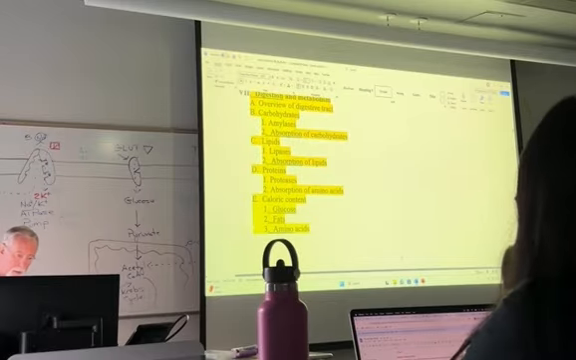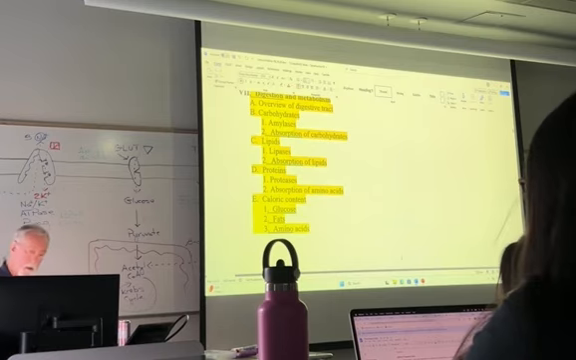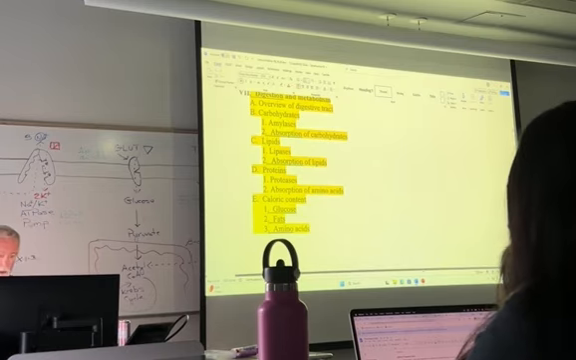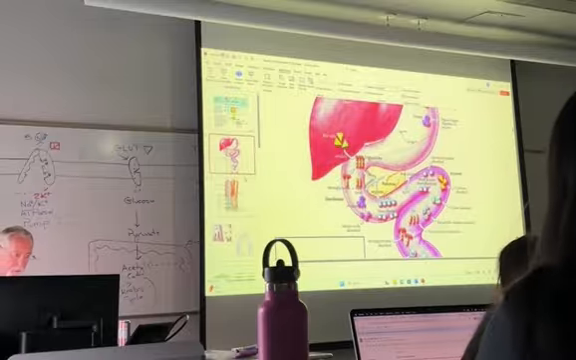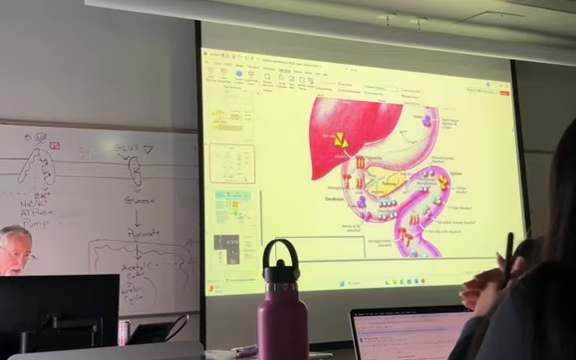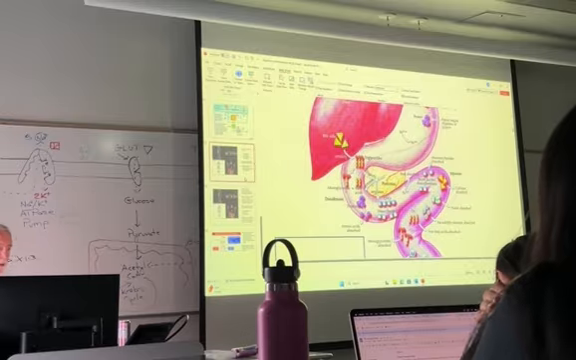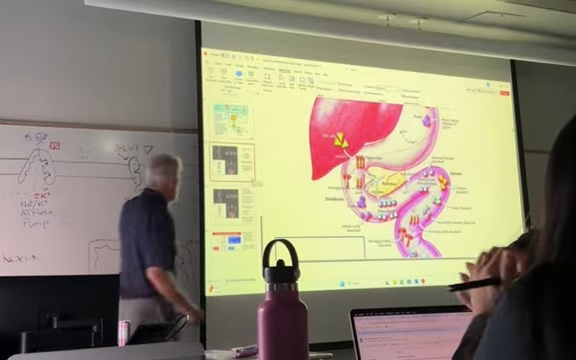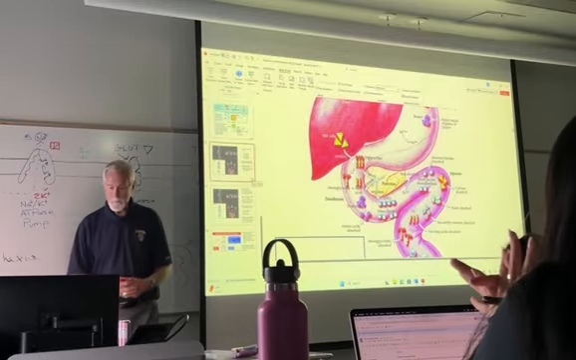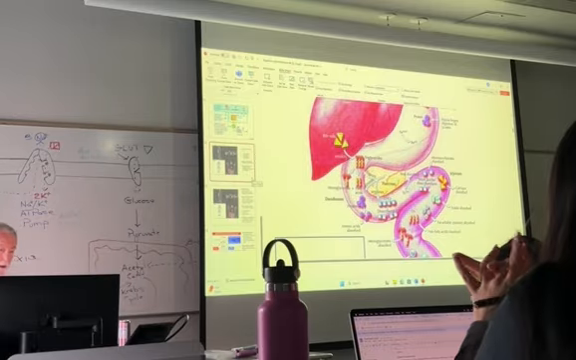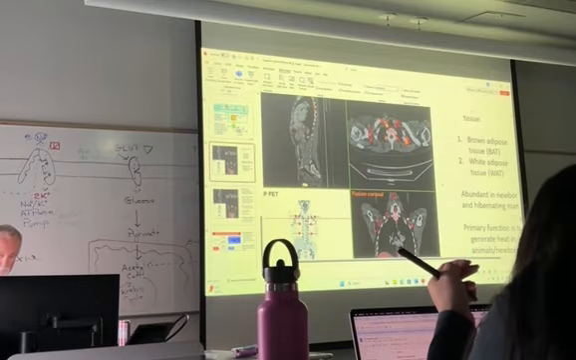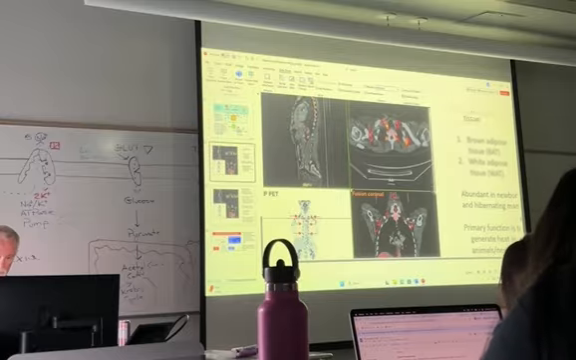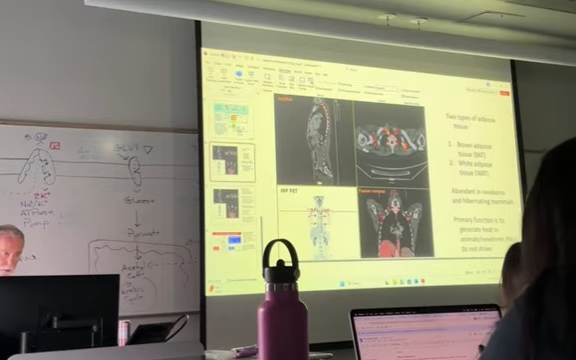Oh, I should have done that. There's one last part to that file. So there's this diagram that you need to know. And then at the end of this, I need you to know this part.